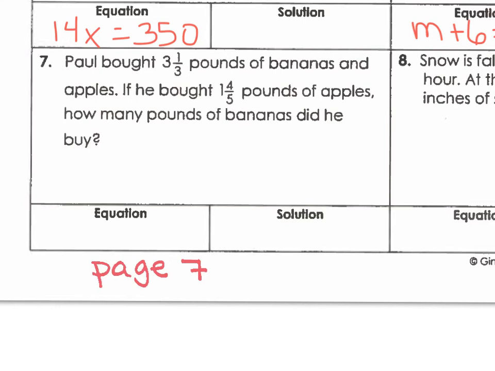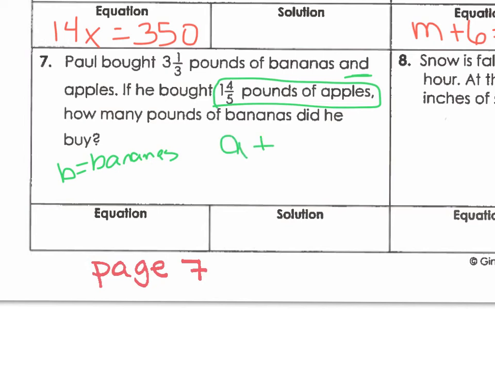All right, number 7, mixed numbers, oh my. Let's see, Paul bought 3 1/3 pounds of bananas and apples, so that's the combined. If he bought 1 4/5 pounds of just apples, okay, that's just apples, how many pounds of bananas did he buy? Okay, so B is going to represent bananas. B-A-N-A-N-A-S. Okay. All right, so if I take apple plus banana, I get total, right?